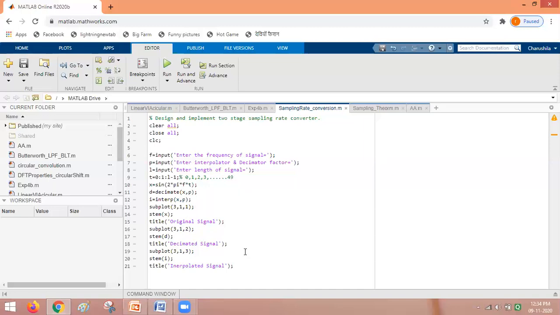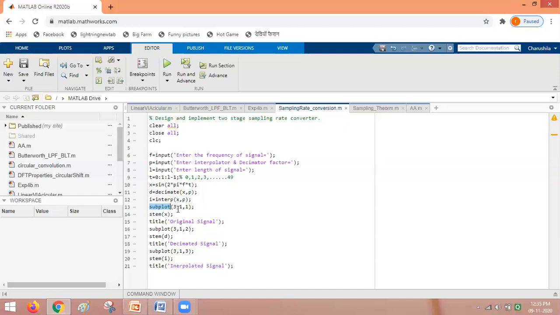Since I want to observe all the three signals in parallel, I need to divide the figure window in three sections. For that purpose, subplot is the instruction available. Since I want three subsections, I will give the parameters for subplot instruction as 3, 1, which means I'm going to divide the figure window in 3 rows and 1 column. This way I will be getting 3 subsections.